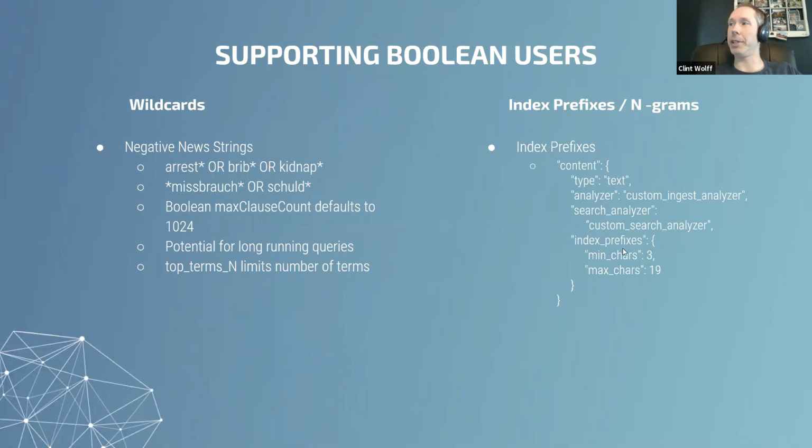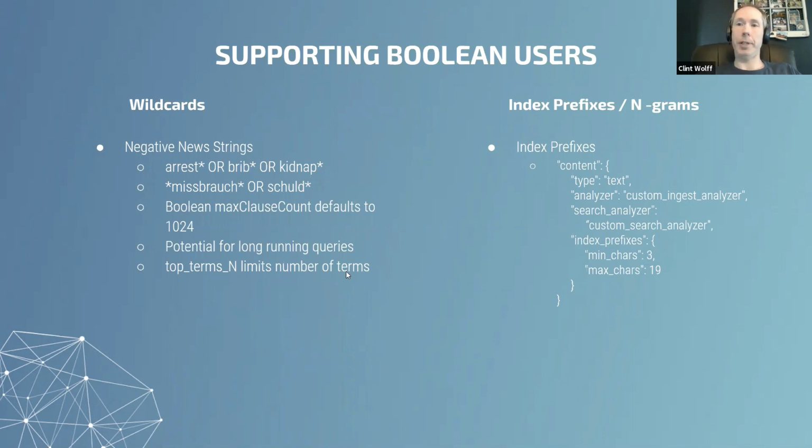Now I just simply configure index prefixes. In our case, we give a min number of characters as 3 and a max number of characters of 19. What this does behind the scenes is it's going to create a field called content._index_prefix. And within that field, let's say I'm ingesting a document and it has the word number in it. I have my min chars of 3, and it works very similar to Edge Ngram. So it's going to index num, numb, numbe, and number.